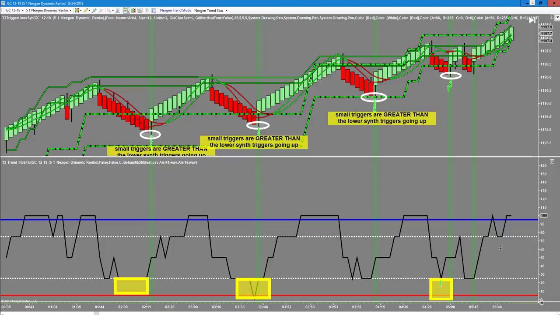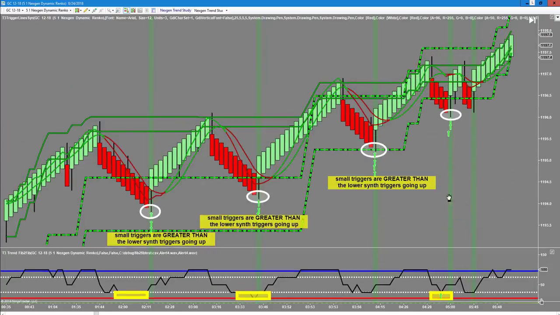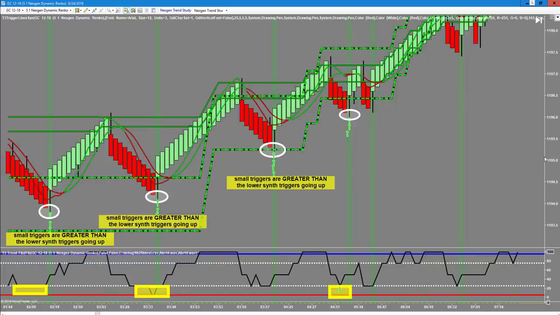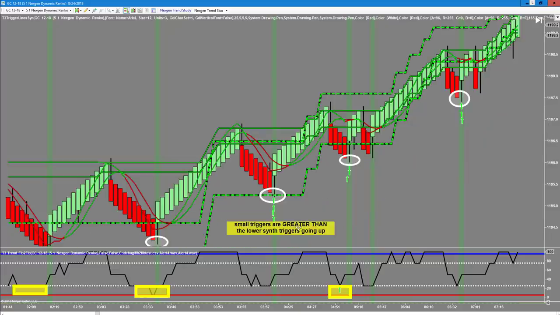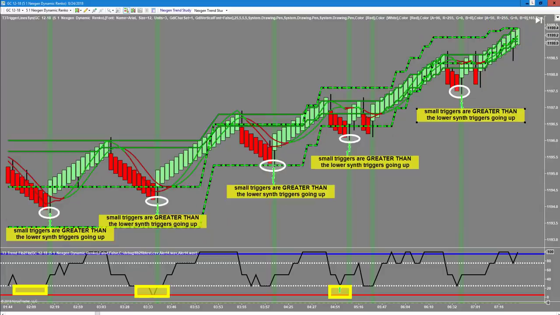And again, you guys ask questions as you go, and look, I want you guys to be able to see these trend trades. So look, one more time, and again, you can see it's starting to get close, but we can still say the same thing, can't we? The small triggers are still greater than the lower synthetic trigger. Agree or disagree? So you end up in a situation here where we get one trade, two trades, three trades, four trades, potentially 5 trades in a row.